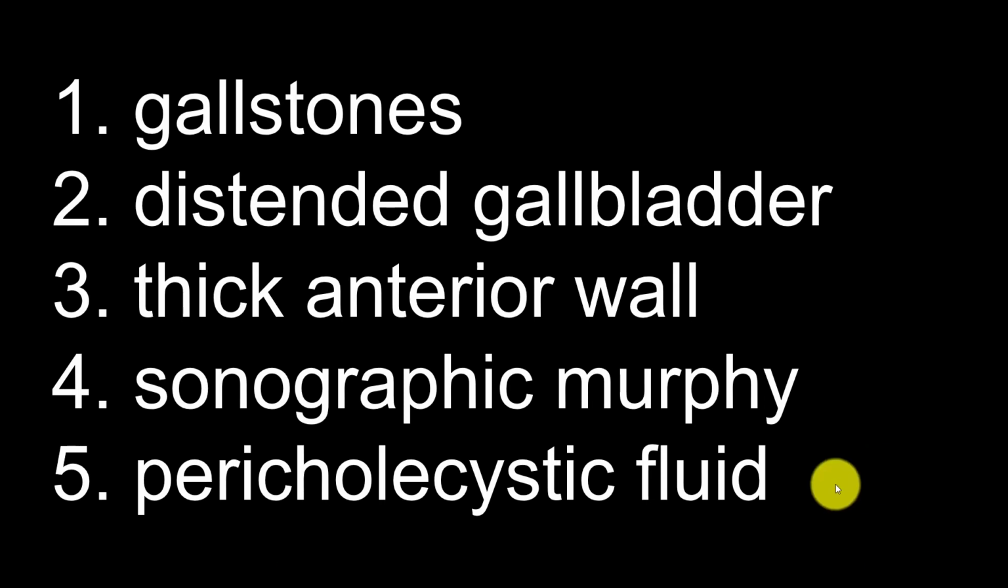You don't need all 5 of these findings to diagnose somebody with acute cholecystitis. Just remember, acute cholecystitis is a clinical diagnosis, and the ultrasound is only an adjunct to helping you secure that diagnosis. Typically, if you see the presence of gallstones and the patient has a sonographic Murphy's, that is highly suggestive of cholecystitis. And some of these other findings, like the distended gallbladder, the thick anterior wall, and the paracholecystic fluid, happen typically later in the disease course.